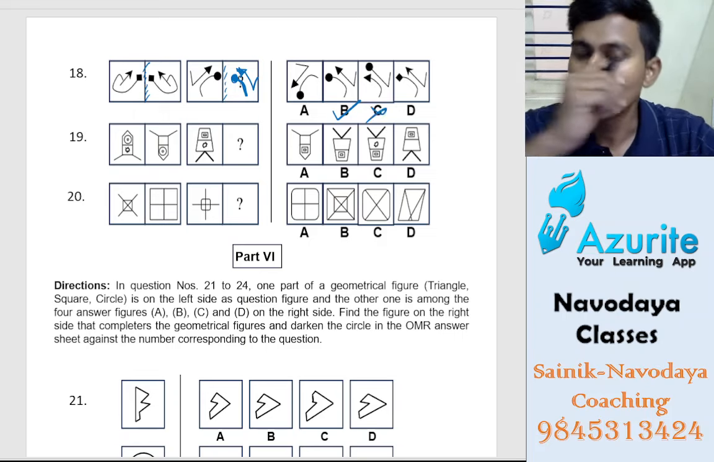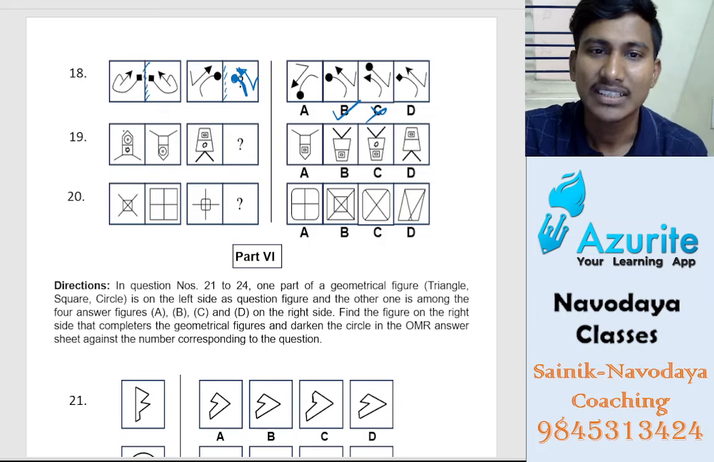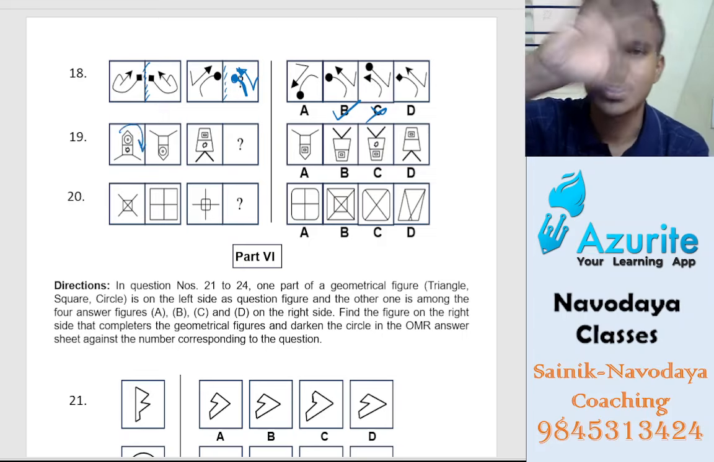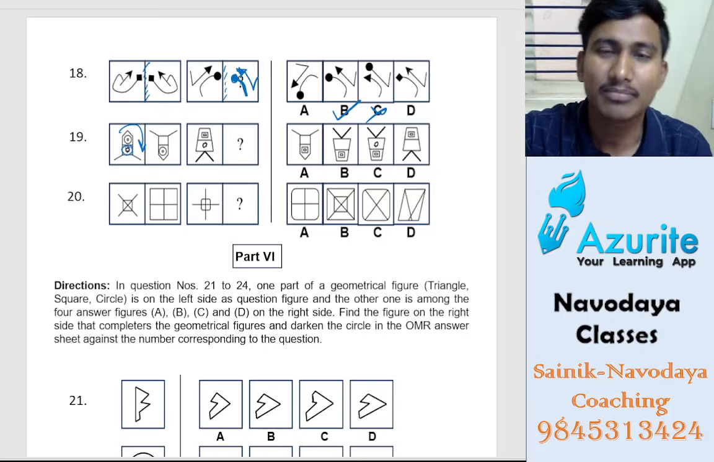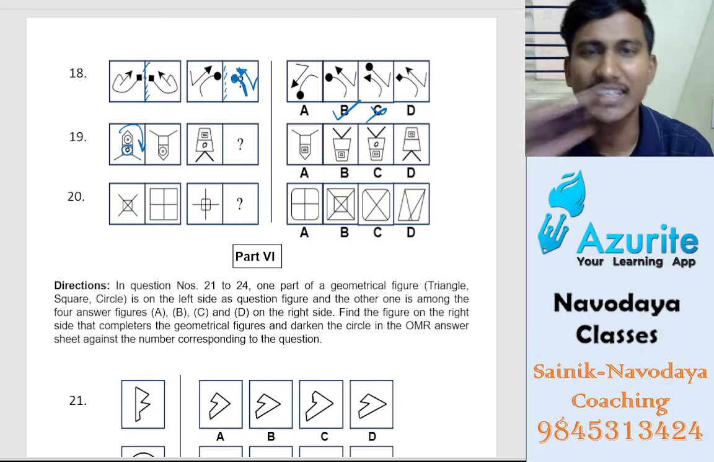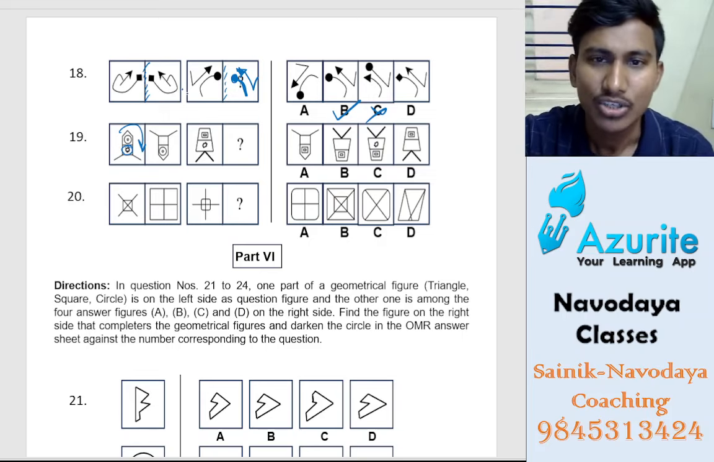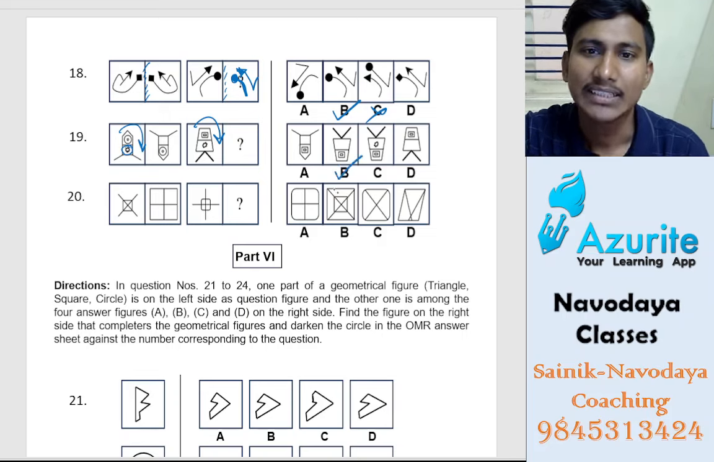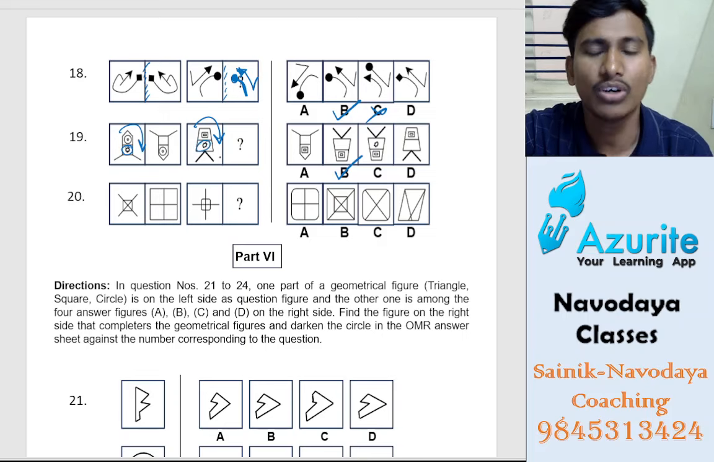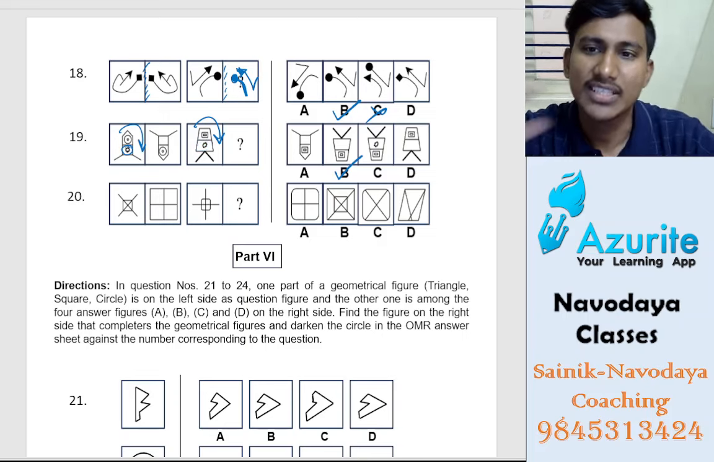Okay. Now 19th. What is happening? This is reversed. This is reversed, and whatever figure is there, it is vanishing. That is removed. So if you rotate this upside down, it will become like option B, right? And this figure will go away, right? So answer is option B.